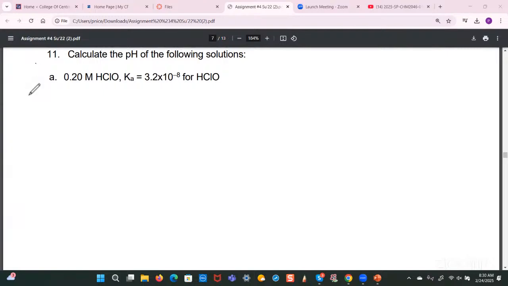Okay, so the first thing I would do is construct, of course, an ICE table. I'm just going to write a dissociation here: HClO gives H plus and ClO minus, and the initial concentrations would be 0.20 for the HClO, 0 for H plus, and 0 for ClO minus.